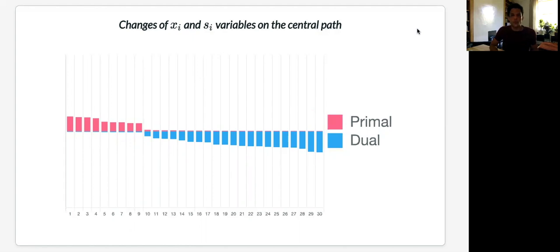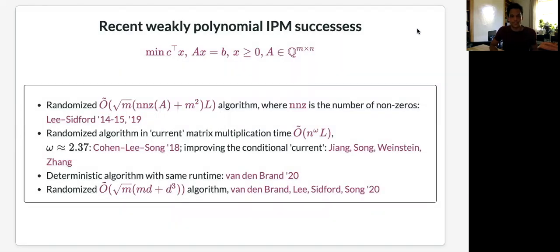And there has been big progress on weakly polynomial solvers for linear programs in recent years, which is displayed here. Just to mention a few of the authors, we have Lee, Sidford, Song, and van den Brand, who authored multiple papers, and we have a group from Columbia University that published a paper on arXiv a month ago.